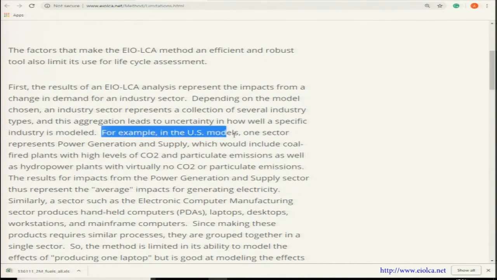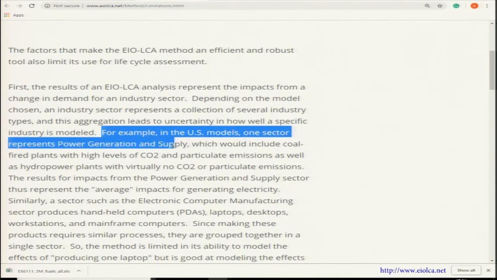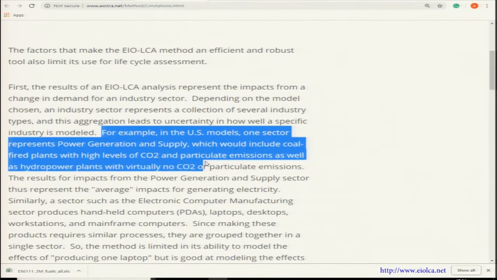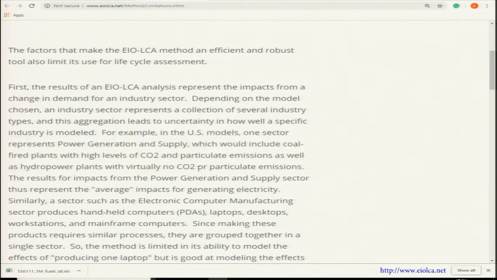For example, in US models, one sector represents power generation and supply, which would include coal-fired plants with high levels of carbon dioxide and particulate emissions, as well as hydropower plants with virtually no carbon dioxide. It is just taking the average of that, which is not acceptable. Now, if we know that we are using hydropower plants, we can change the emissions. If we know the emissions are significantly different than those in the data, we can change those and work on that. That can be done in the custom model.